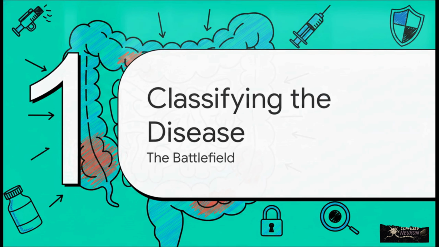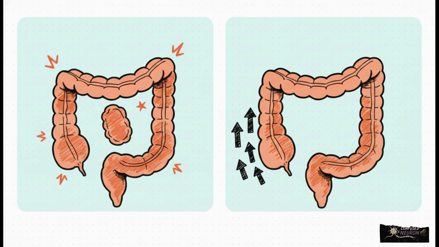Okay, moving to Section 1, the battlefield, classifying the disease. Before we can even think about treating the patient, we need to survey our exact battlefield. If you don't know where the enemy is hiding, your weapons are completely useless, right? So imagine drawing out the GI tract on a whiteboard here. This gives us a stark contrast between our two main IBD foes.